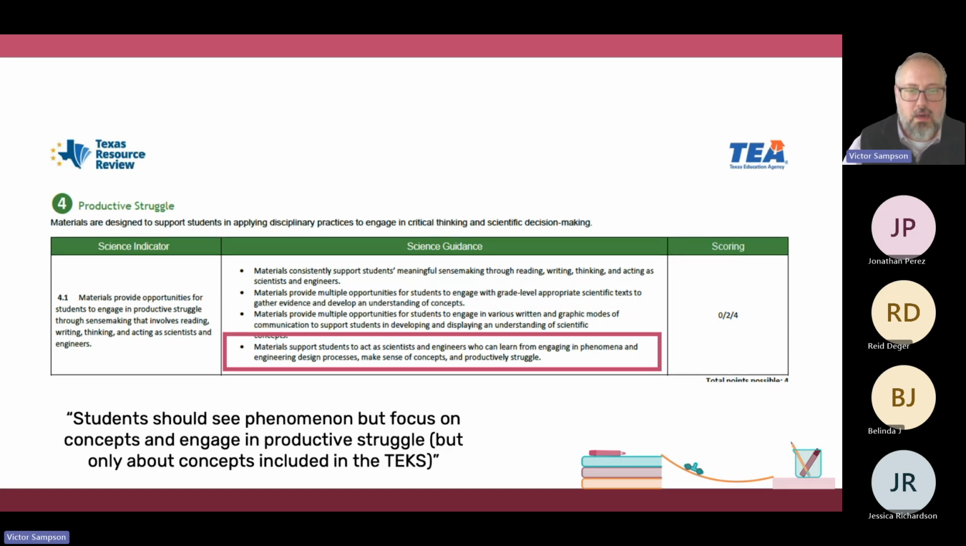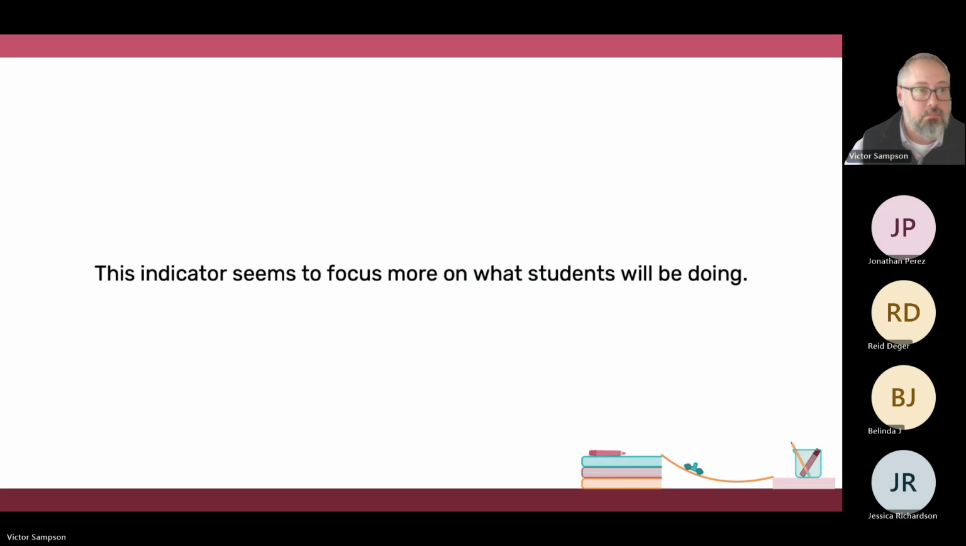And then finally, we kind of redefined productive struggle with productive struggle by saying materials support students to act as scientists who can learn from engaging in phenomena and engineering processes, make sense of concepts, and productively struggle. But it seems that really the way that's worded is more students are seeing phenomena, but focus on concepts and engage in productive struggle about those concepts, not so much about trying to explain events in the world that happen.